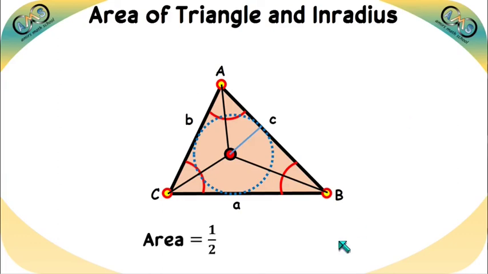We can write the area of the triangle is equal to half times (A plus B plus C) times the inradius, where A, B, C are the three side lengths of the triangle. That is, the area of the triangle is half times (A plus B plus C) times the inradius. This is the inradius and area of the triangle relationship.